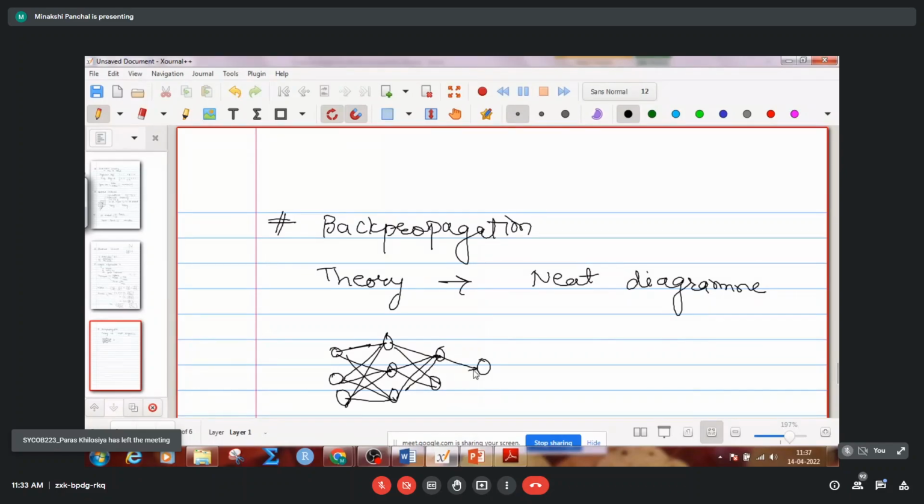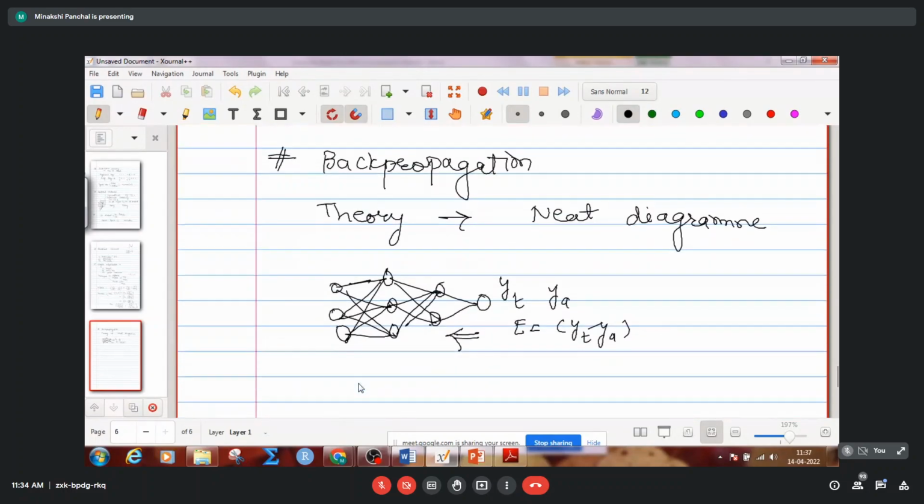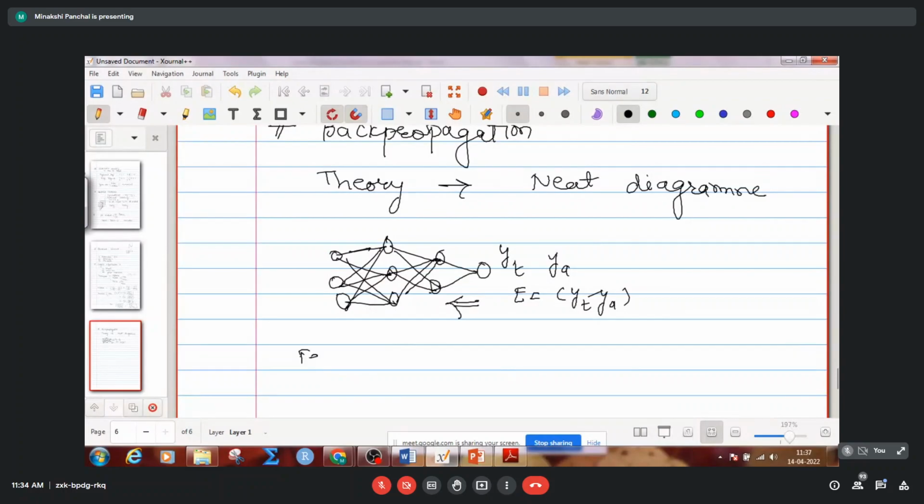okay, this is the output. You are comparing yt and y actual. Okay, so here itself you can mention the error is equal to yt minus ya. In the figure itself you can mention this. Then you are going on the back propagation to update the weights. Now this process can be described properly. First you should explain about the feed forward, how we are applying the feed forward. Okay, you should explain this feed forward. You are finding the summation function, you are applying the activation function, and you are getting the final output. You are comparing this with the y target. You are calculating the error function.